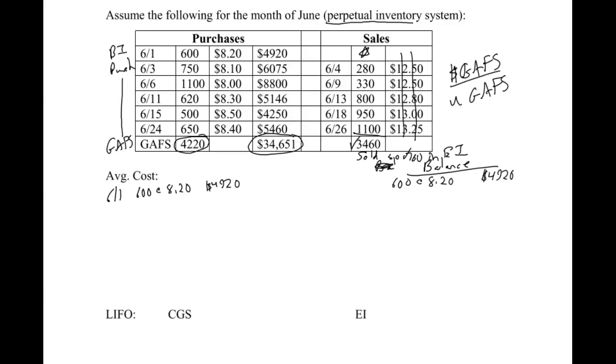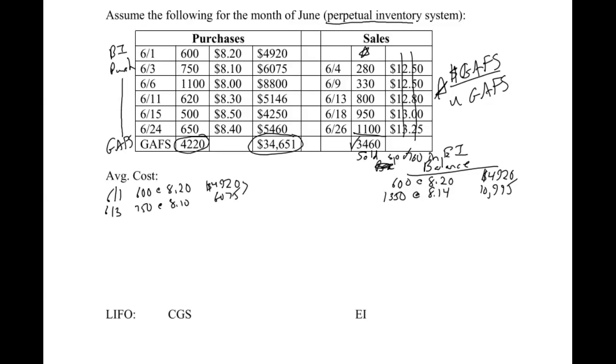On June 3rd, the next thing that happens is we buy some more. We bought 750, and we paid $8.10 for those, which worked out to $6,075. My balance now is 1,350 units, which is just the sum of those two. But what is my dollar value for each? I'm using this formula up here, but at where I am now. I take the sum of these two dollar amounts and divide by the 1,350, and I get $8.14. So now I'm up to $10,995, which you'll notice is the sum of those two numbers there.